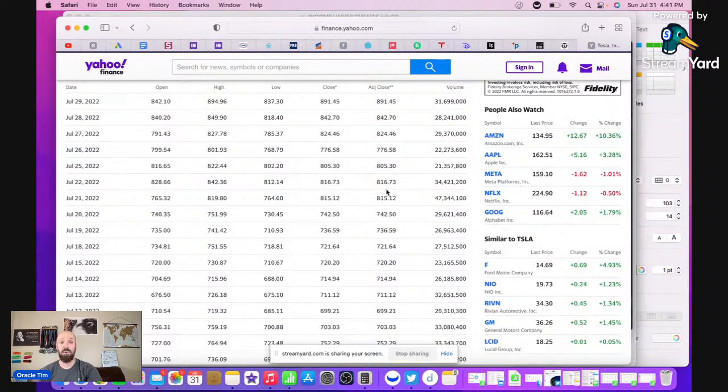So it looks like right now, the most recent gaps we have are very recent. So we've got the 742.50 and the 776.58. These are the two levels that I am going to be paying attention to.